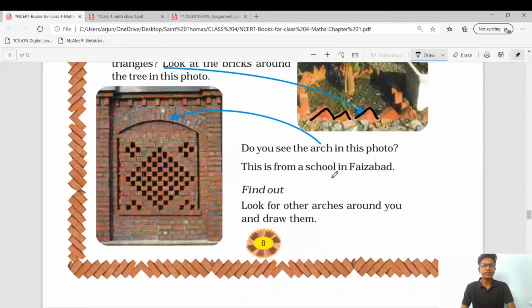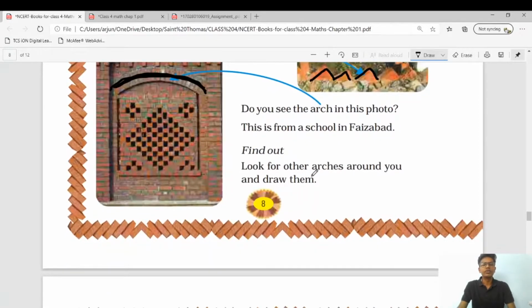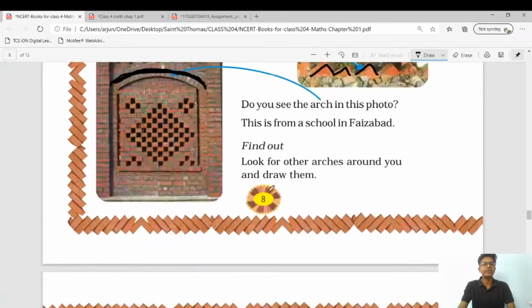Do you see the arc in this photo? So what do we mean by an arc? This is an arc. The shape is like a semicircle. This is from a school in Faizabad. Look for other arcs around you and draw them.